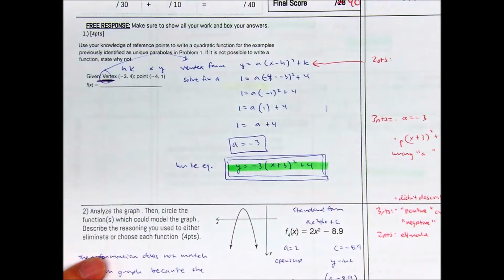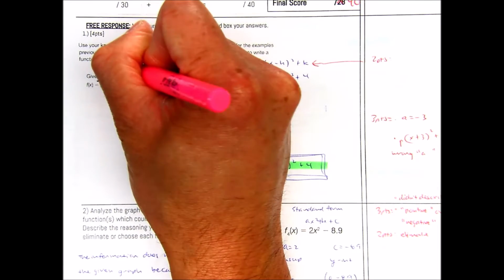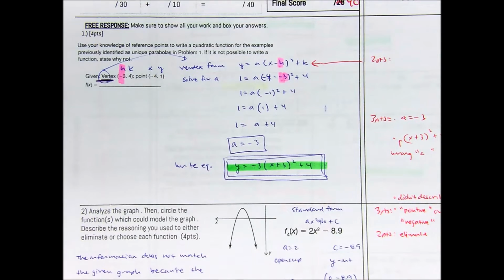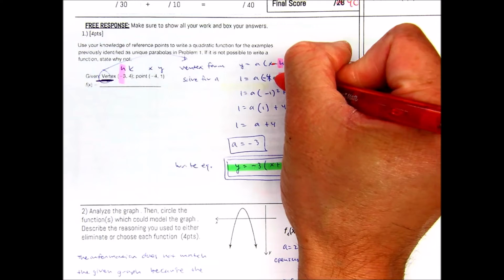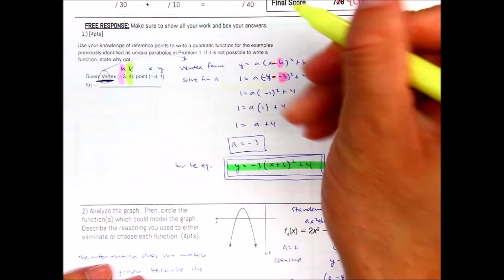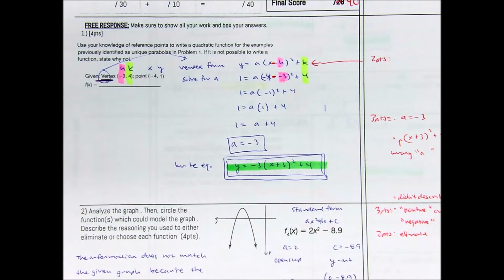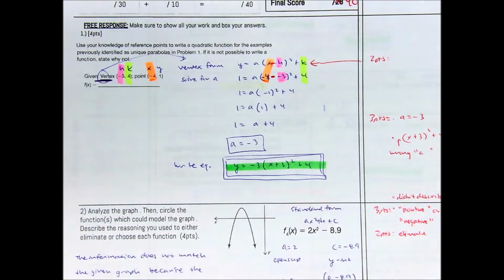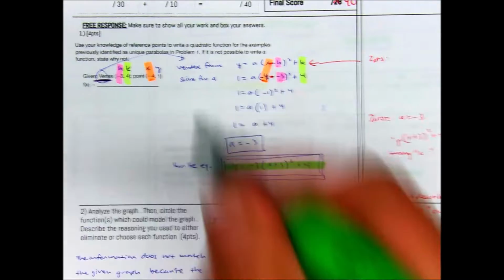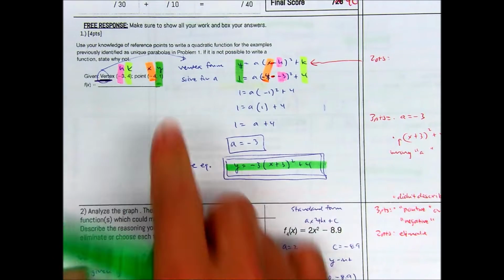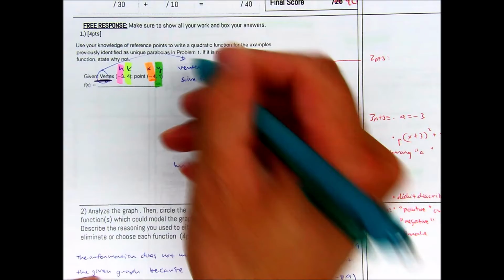Well, what do you do? You just substitute in your values. Your h value is -3. Pay attention, the formula has the minus sign. Your k value is 4. And your x value is -4. And your y value is 1. Basically what you're doing here in the first step is you're going to be solving for your a value.